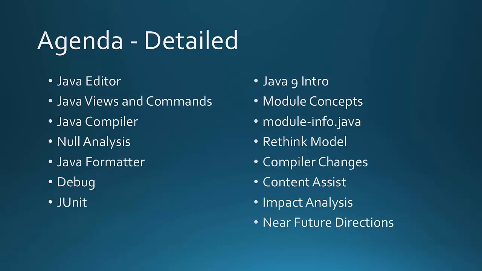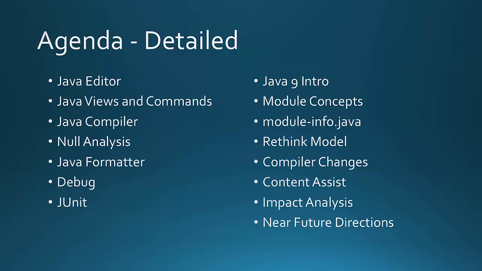The detail of this agenda is as follows. The first part will talk about the Java editor, the changes in the Java editor in Neon. We have the new features in Java views and commands, the features in compiler, the enhancements in null analysis, the additions in Java formatter, as well as a couple of features in debug and JUnit.